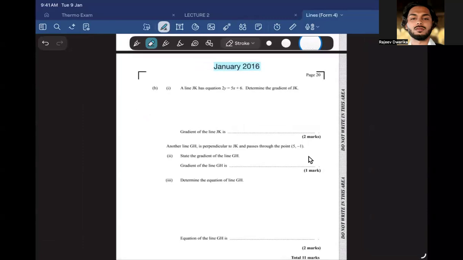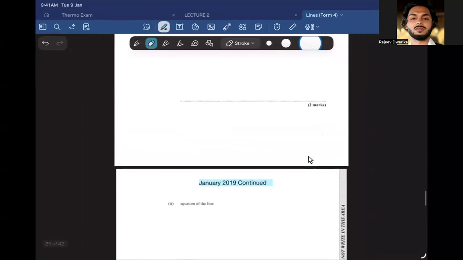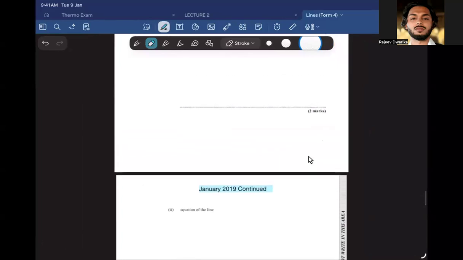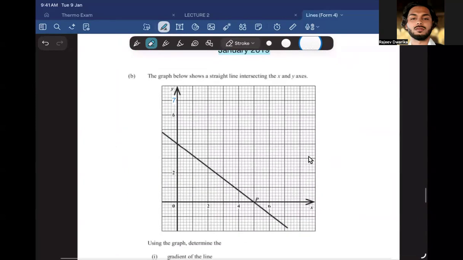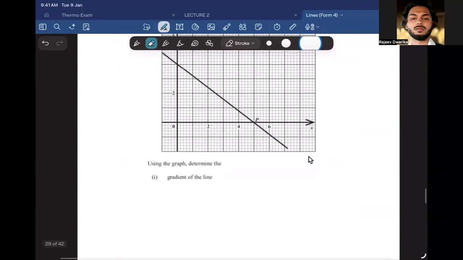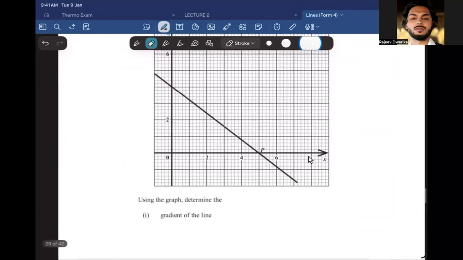But today we're going to be covering multiple questions from past people's online. So Ria, let me not waste any time. Let's go. The graph below shows a straight line intersecting the x and y axes. Using the graph, determine the gradient of the line. So, Ria, they want us to find the gradient of the line.